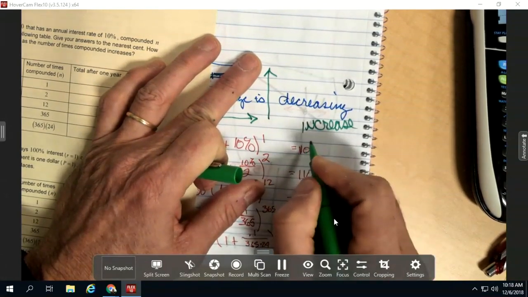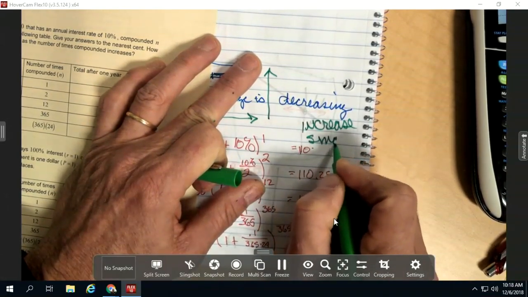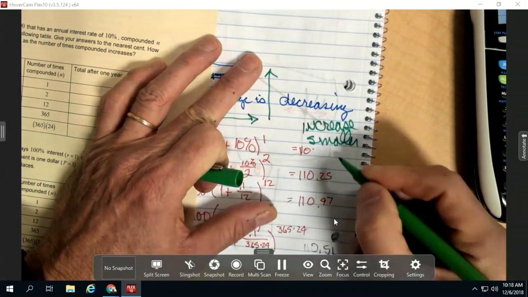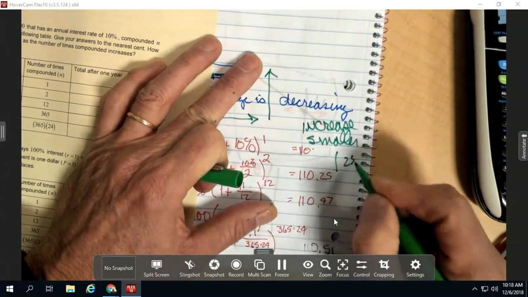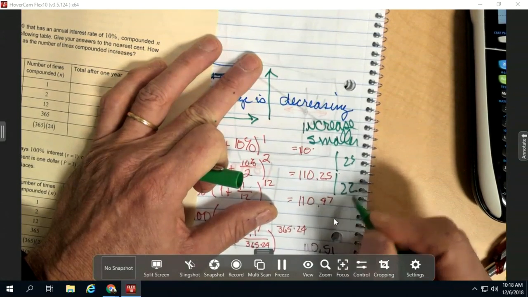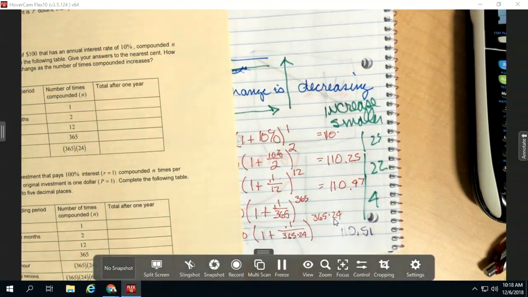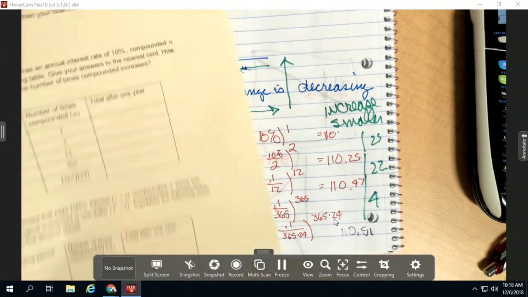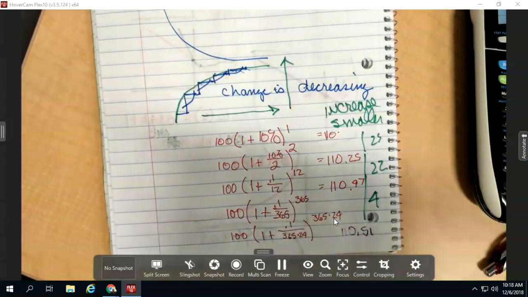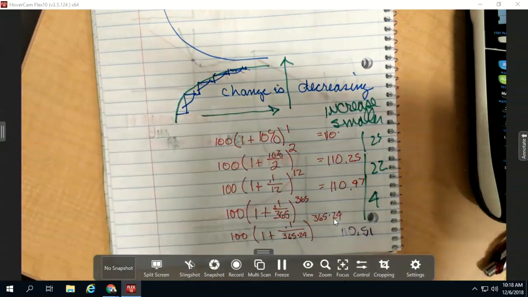So if you notice, it always increases, but the amount of increase gets smaller, right? Here, the increase is 25 cents, then we're down to 22 cents, then we're down to 4 cents. So as we compounded more and more, the amount that we got became less and less.